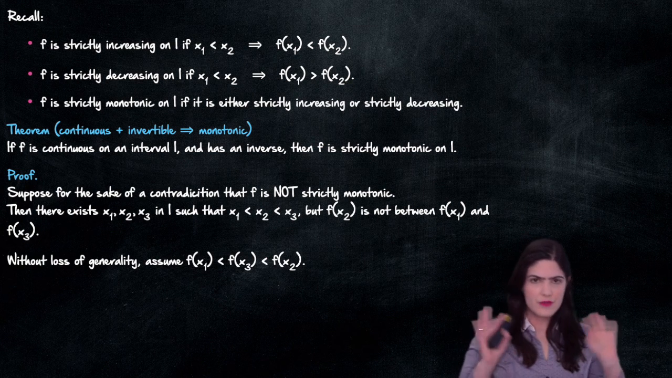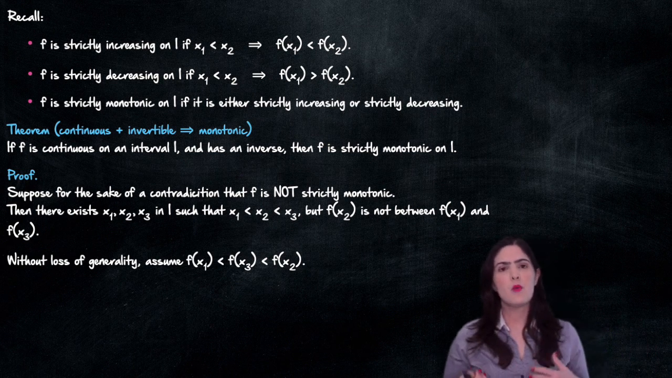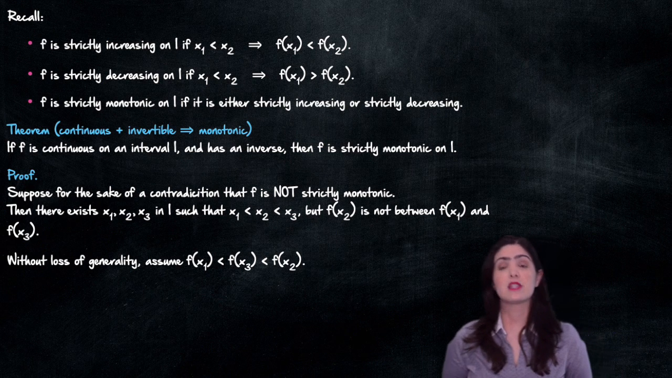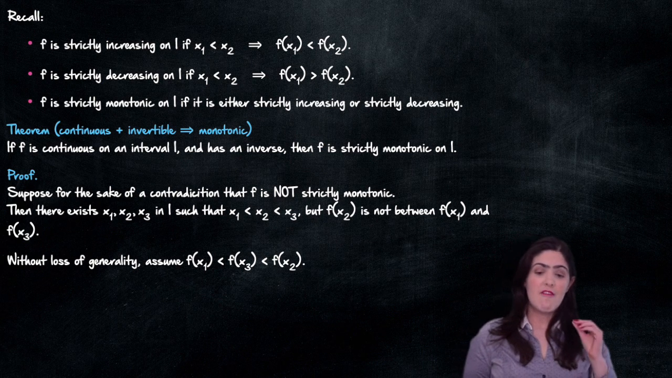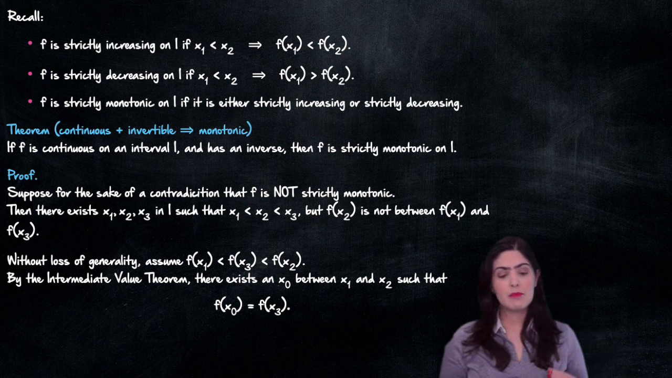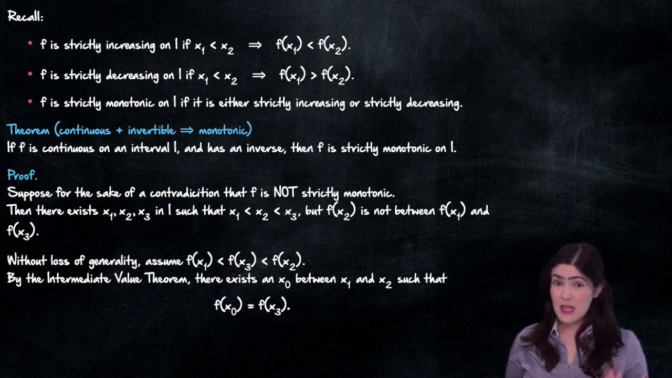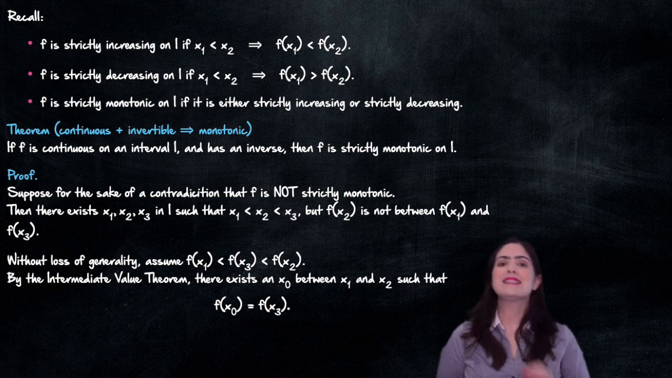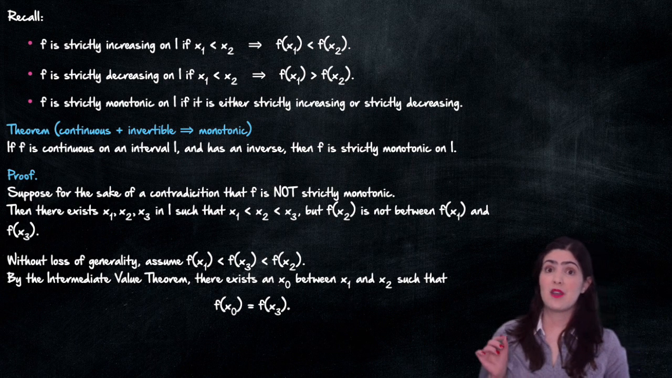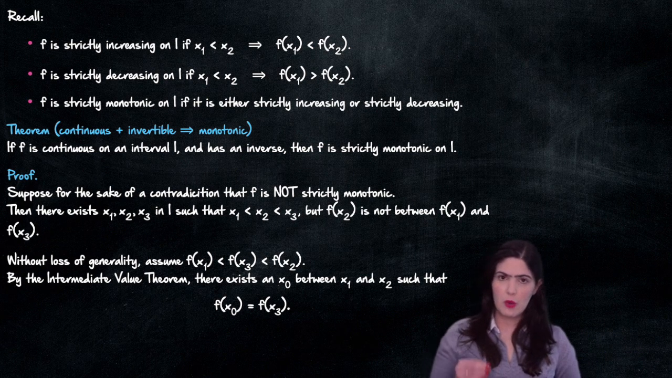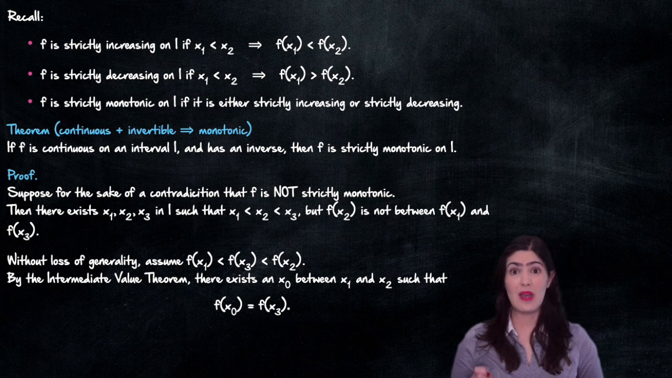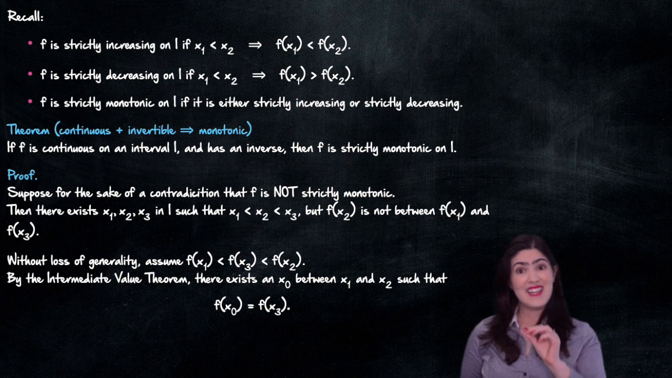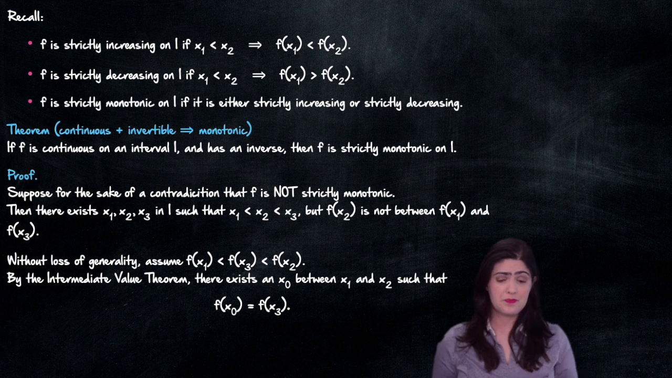Good. Now, without loss of generality, we're going to assume that f of x1 is less than f of x3, that is less than f of x2. Now, my function is continuous, so I can apply the intermediate value theorem. By the intermediate value theorem, I can find a point x0 between x1 and x2 such that f of x0 is equal to f of x3. Something very important to point out is that x0 cannot be equal to x3, because x0 is in between x1 and x2, and x3 we said was strictly bigger than x2.